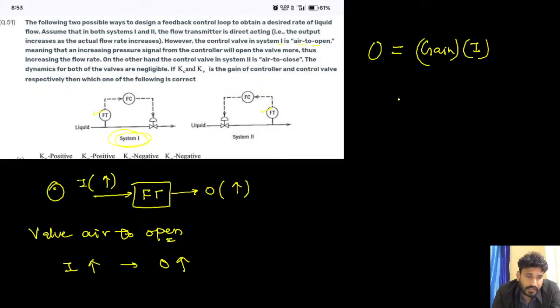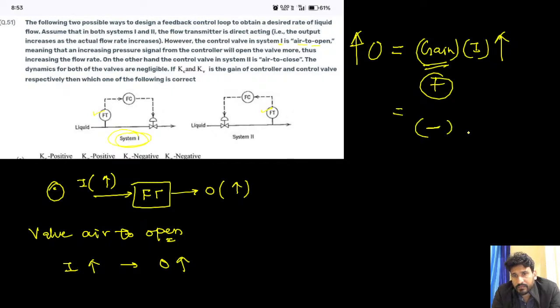है ना, यही था ना हमारे पास में, the relation between the gain and output and input. यही output is equal to gain into input. So see, let's suppose the gain value is positive, then if I increase the input, my output is also increasing. Let's suppose its gain is negative, then if I increase the input, my output will decrease.